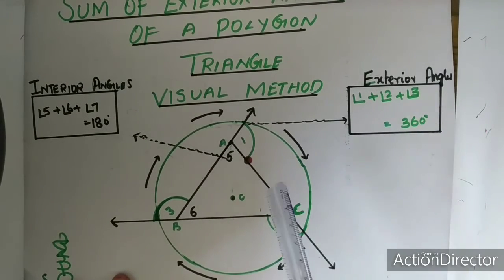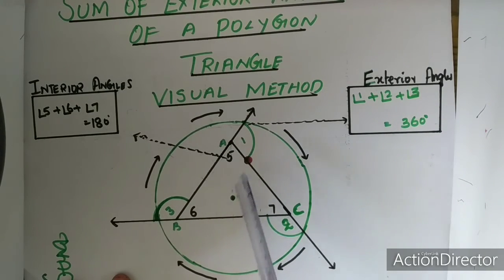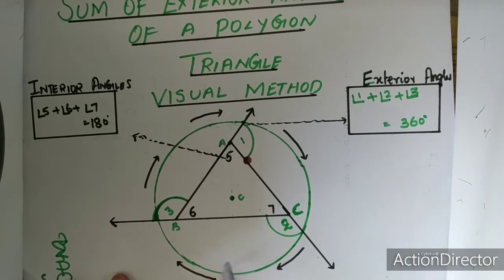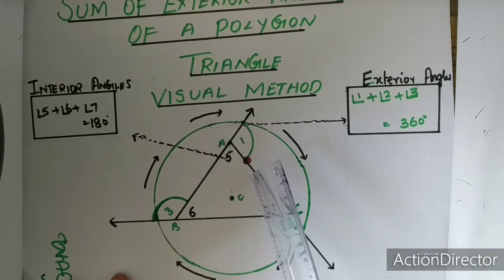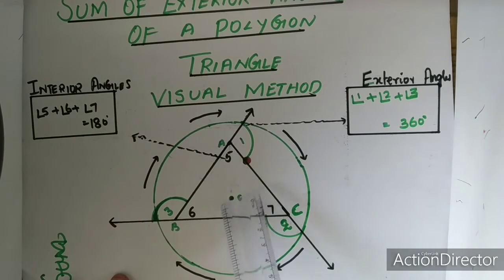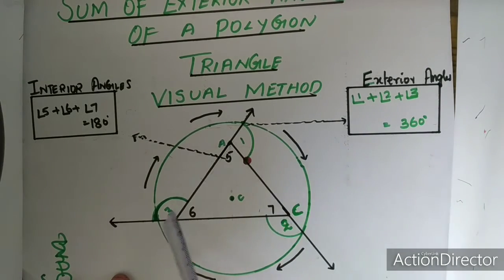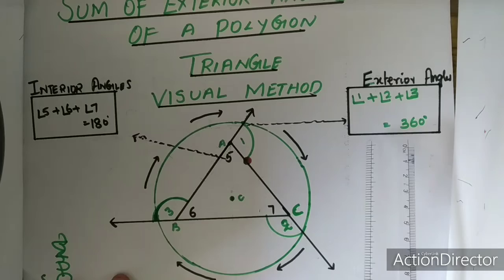For proving this, I tried to find the circumcenter of this triangle, and using this circumcenter, I drew one circle. After drawing the circle, we came to know that this person is covering an entire circle to come back to his original position. But what is the total angle in a circle? The total angle in a circle is 360 degrees. So we can conclude that the sum of these 3 angles of this polygon is 360 degrees.